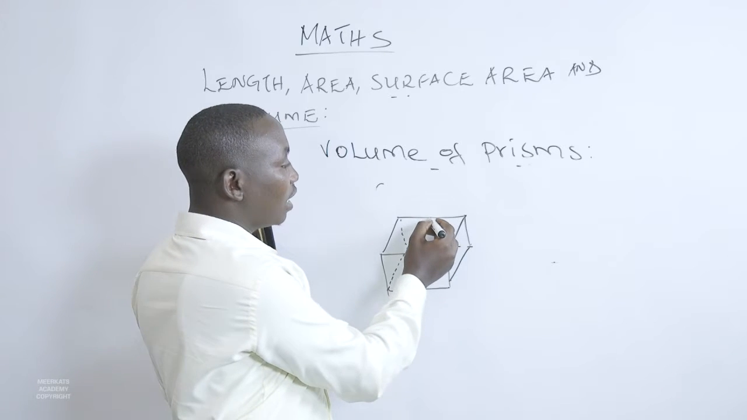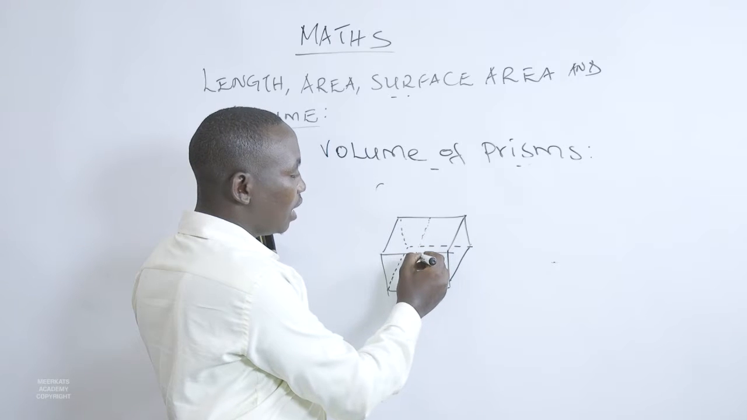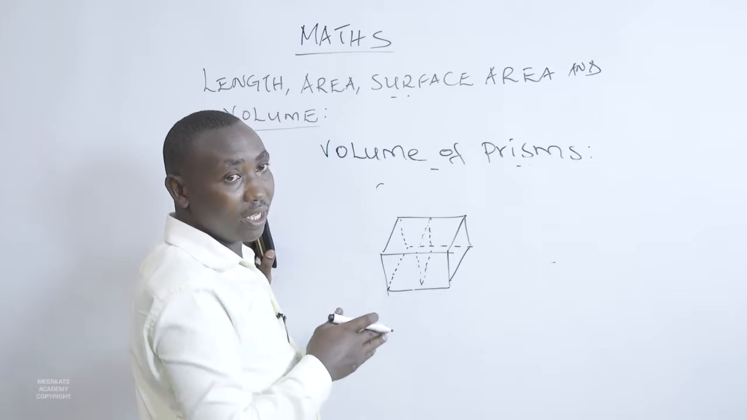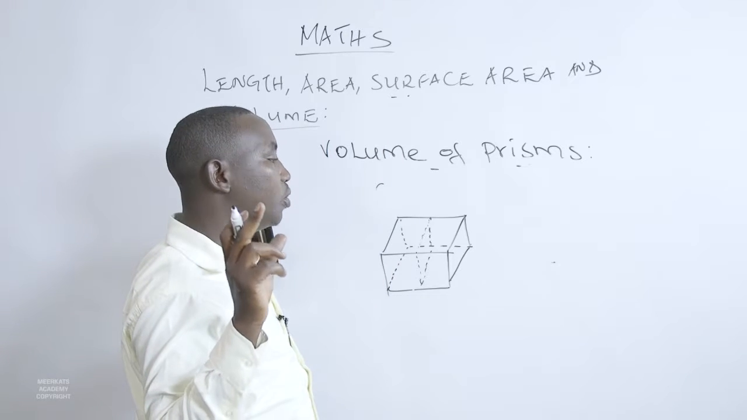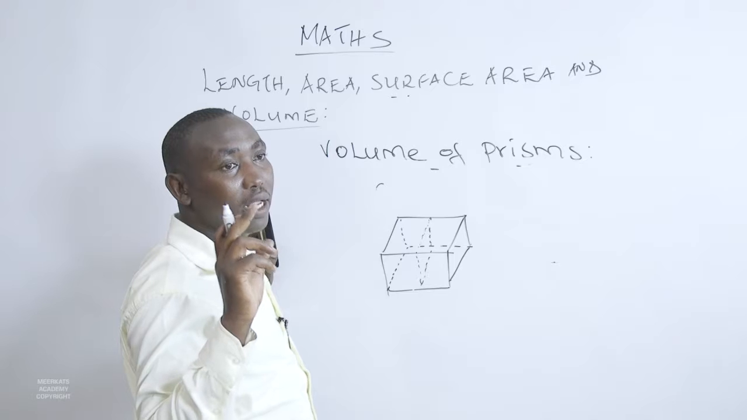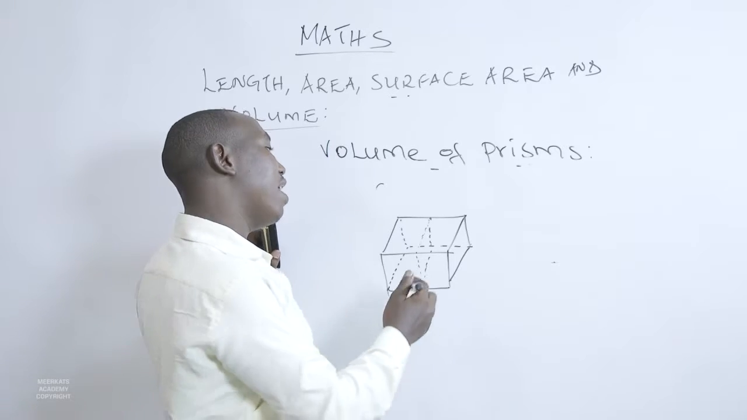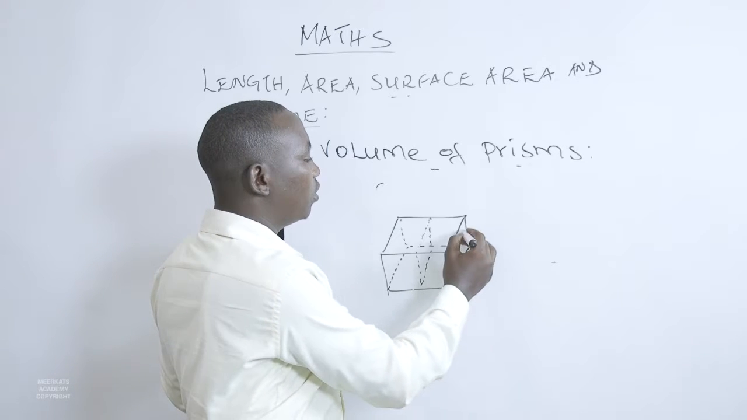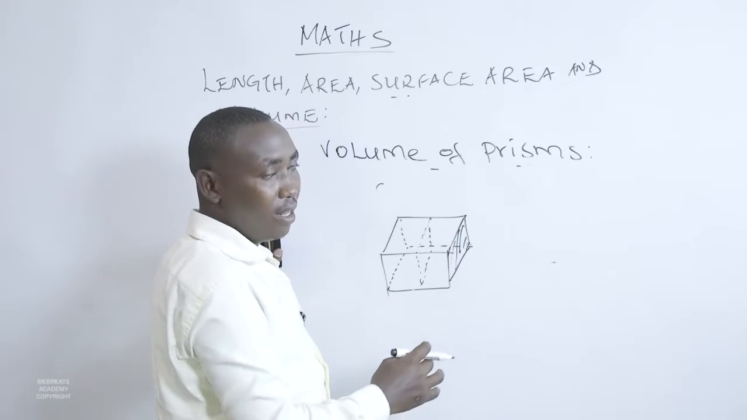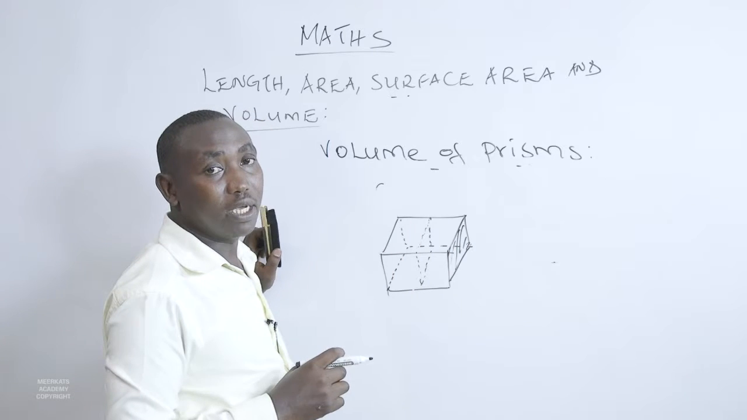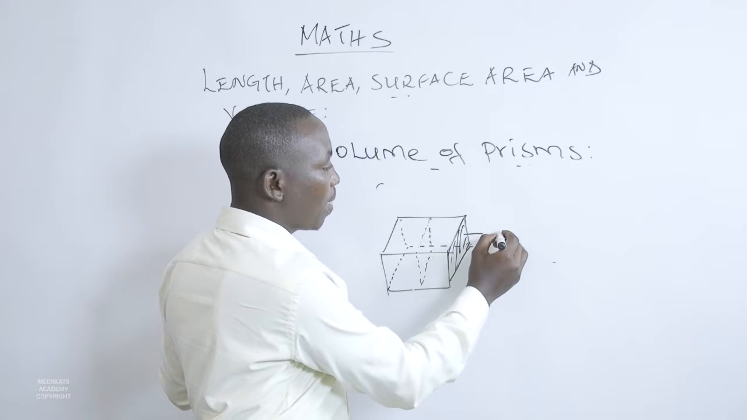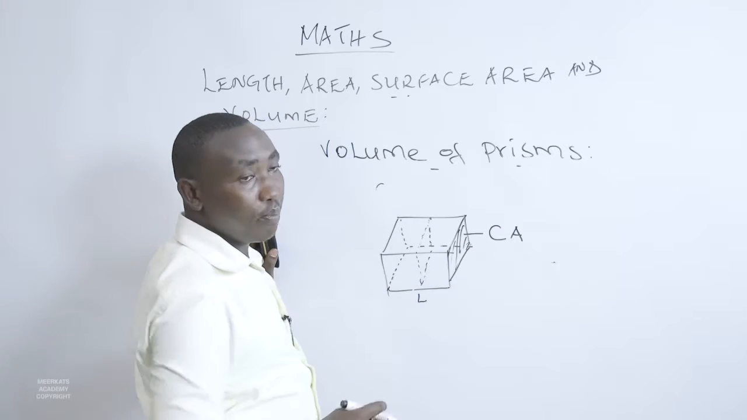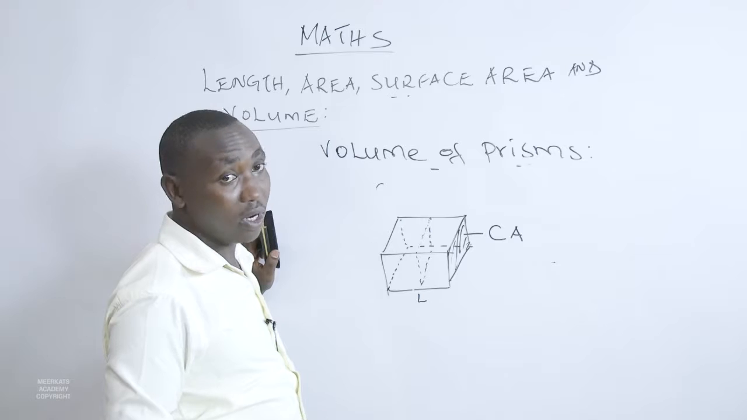So in this case, you can cut this solid at this particular point on that plane surface, and you'll obtain 2 solids that are equal in terms of volume. Therefore, that particular plane that has been cut, which relates also to this other side, is the one referred to as the cross-sectional area. Then this other side will be the length of our solid.